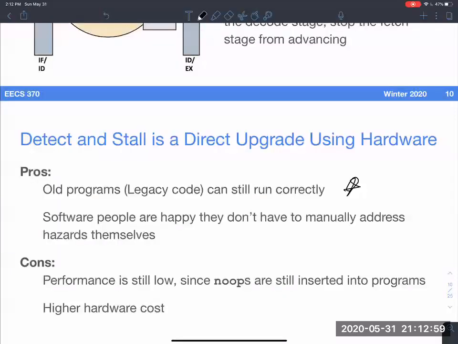This is really important because, as you can imagine, there are many large companies that use very outdated hardware. And if old programs didn't work, people wouldn't buy the new CPU. They want their old programs to work. They don't really care about performance. That also makes software people really happy because they don't have to manually address hazards themselves. It makes software people's lives very easy, and it gives them a layer of abstraction so they don't have to worry about these data hazards.